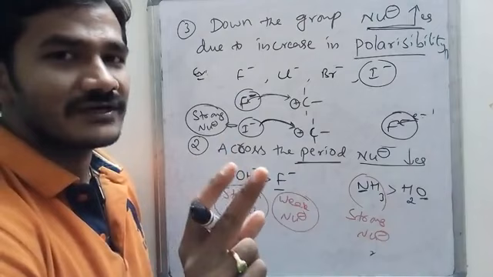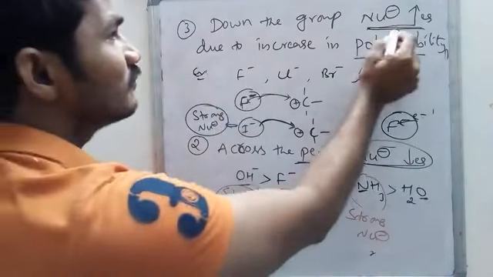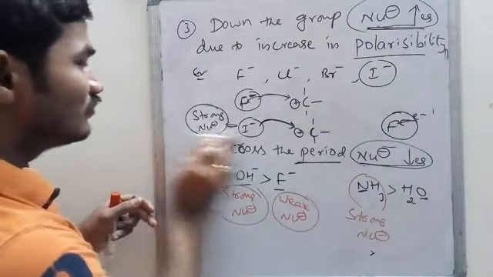Okay. So the two points you have to remember: across the period, nucleophilicity decreases. Down the group, nucleophilicity increases. Okay. Another example, down the group, I write it here.